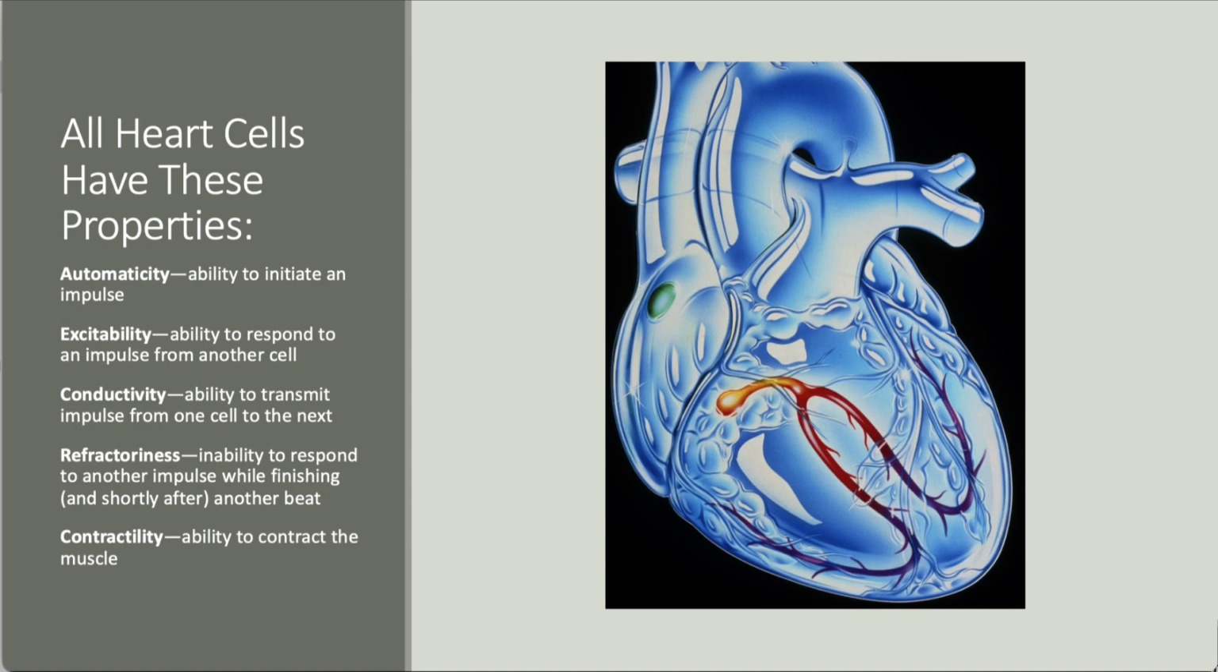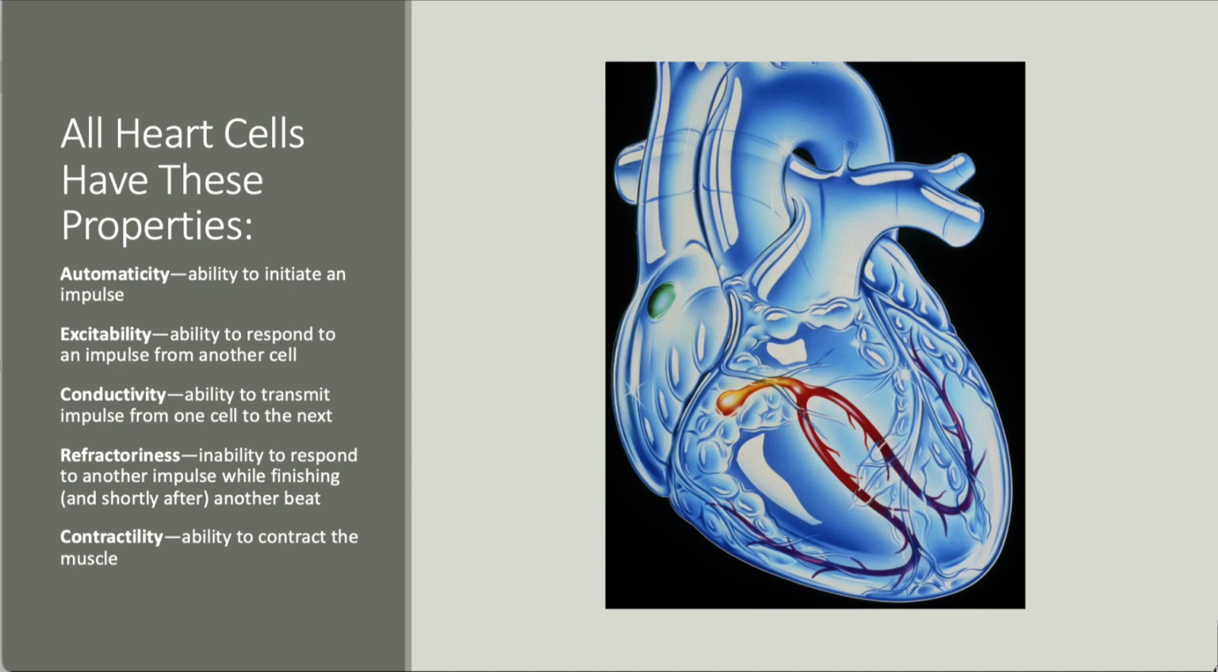So the way to remember these is a rogue cell in the ventricle, for instance, that starts a PVC. It has excitability. It has automaticity that generates the impulse. The cells next to it are ready to respond because they have excitability, and when they send that to the next cell, that's conductivity. They're conducting it from themselves to the next cell.